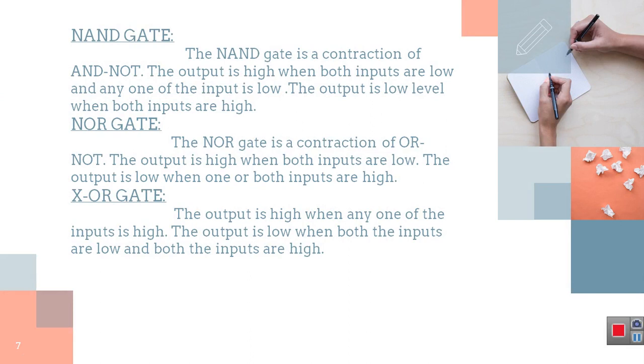NAND gate. The NAND gate is a contraction of AND NOT. The output is high when both the inputs are low and when any one of the inputs is low. The output is low when both the inputs are high. And now it's the NOR gate. The NOR gate is a contraction of OR and NOT gate. The output is high when both the inputs are low. The output is low when both the inputs are high. XOR gate. The output is high when any one of the inputs is high. The output is low when both the inputs are low and when both the inputs are high.